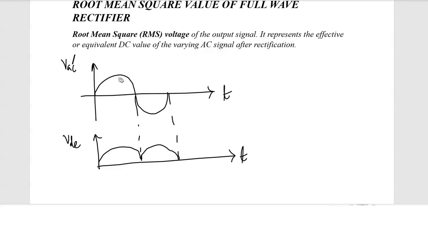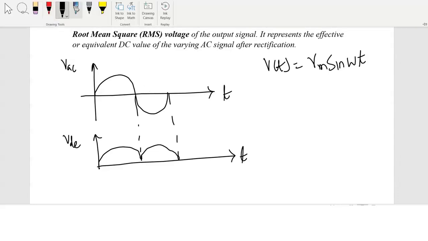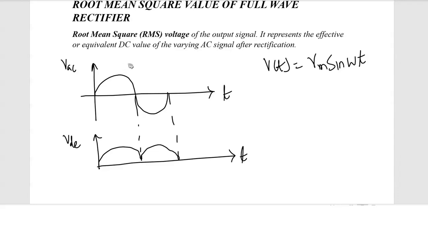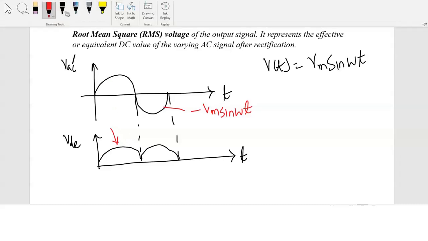Now let's consider an AC voltage input v(t), which is represented by Vm sine omega t. So this is the function, and this is the Vm sine omega t, and this is the negative Vm sine omega t. When I produce the DC output after full-wave rectification, this is what I produce. I produce a pulsating DC voltage.